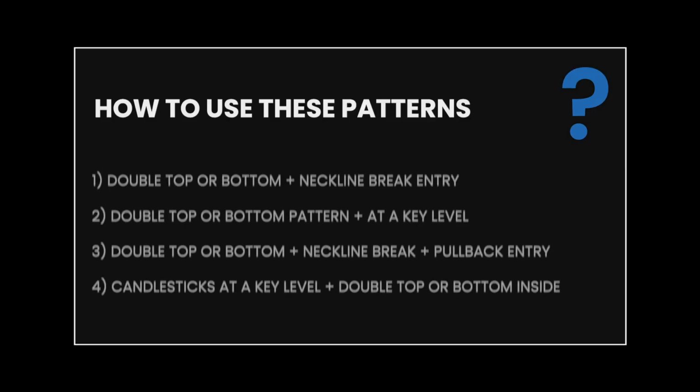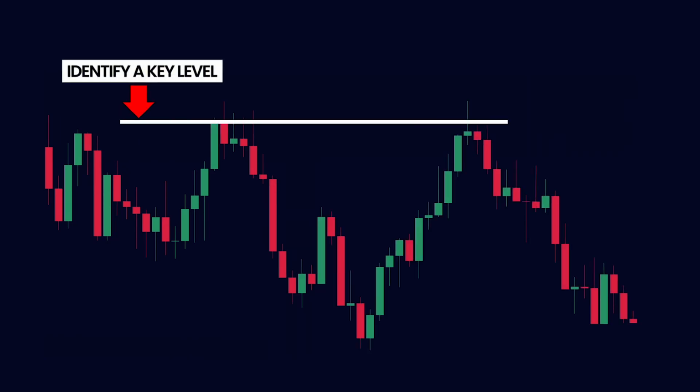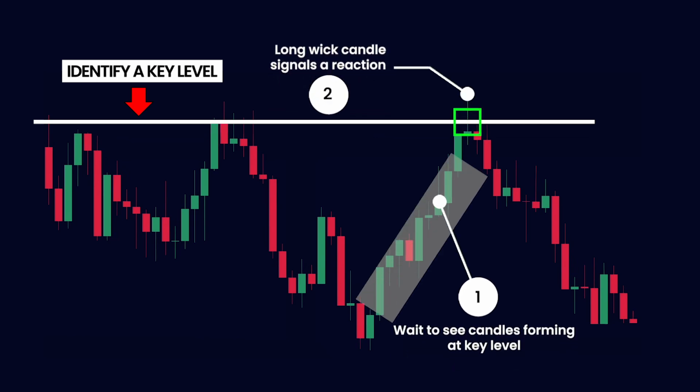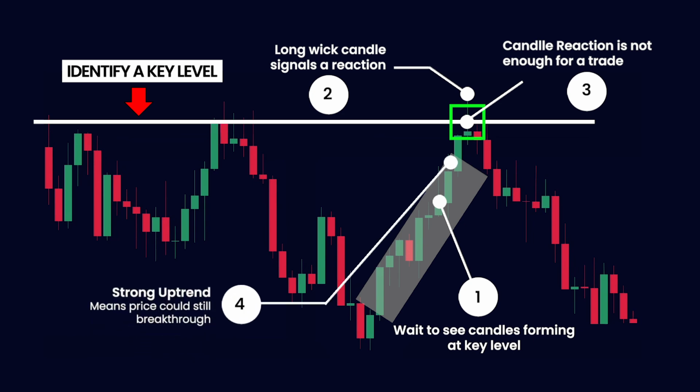Now on to the fourth approach, using candlestick formations at key levels before a double top or bottom forms. First, identify a key level based on past reversals. As price reaches this level again, look for candlestick reactions. A long wick candle signals a reaction, but that alone isn't enough for a trade. Price could still break through, so we need further confirmation.